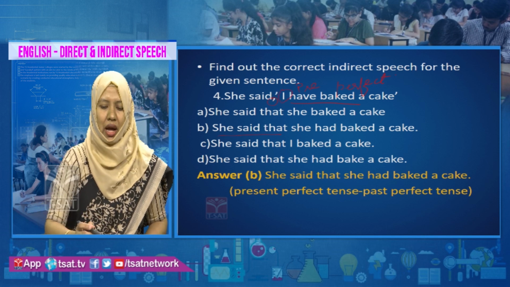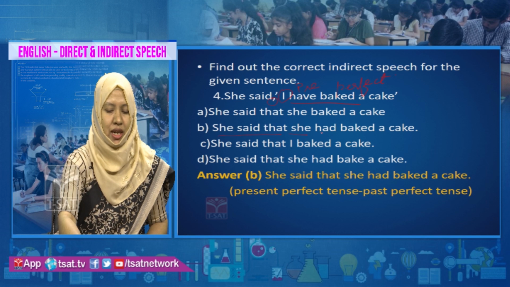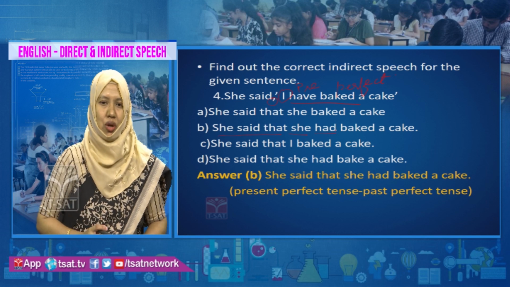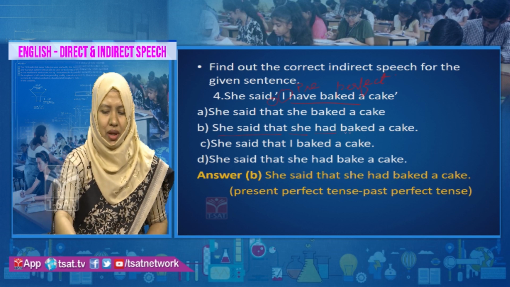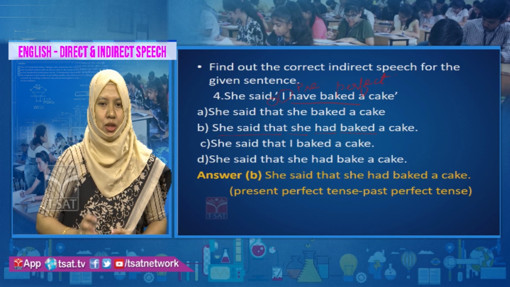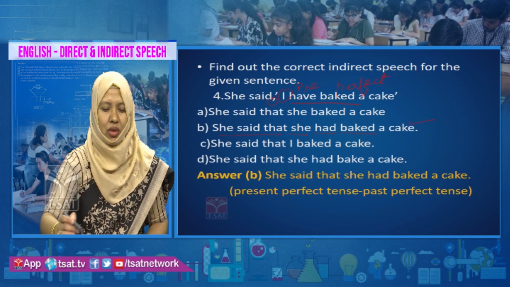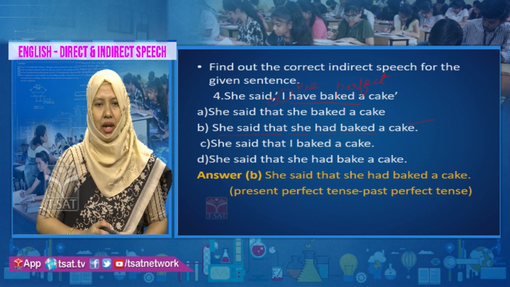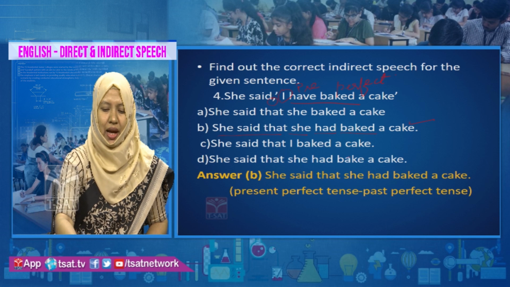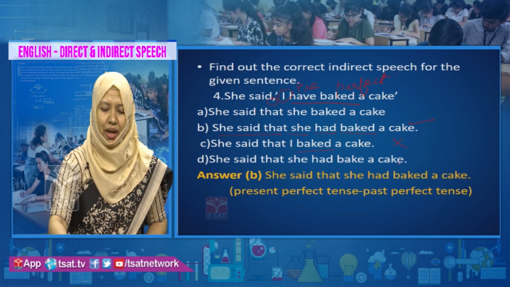pronoun I will change to she, present tense will change to past, have will change to had, baked will be baked, past perfect, a cake. So, option B is the correct option. She said that I baked a cake is wrong. She said that she had baked a cake.